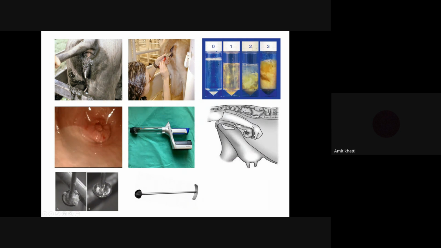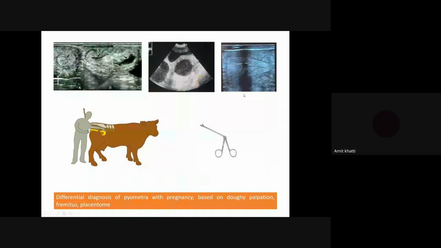Rectal palpation, as we have discussed, the characteristic differentiating features can be observed. This is the device which we have discussed, the Metricheck. So Metricheck can also be utilized for the collection of the purulent content, and based on the nature of the purulent content, we can classify the uterine infection as we have observed here.